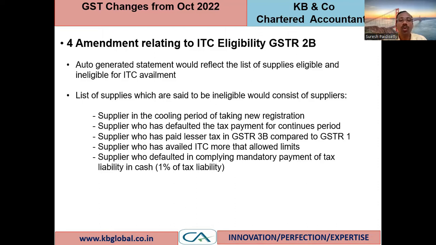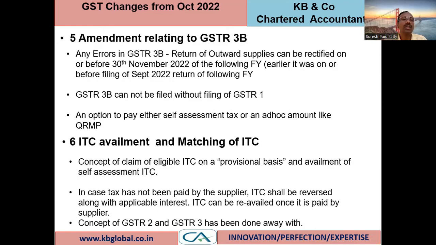Supplier who defaulted in complying with the mandatory payment of tax liability in cash, that is 1% of tax liability, such invoices and all, they should not take the ITC. So these are the important changes in ITC eligibility. And let us go to the next amendment relating to GST 3B. Any errors in GST 3B, return of outward supplies, can be rectified on or before 30th November of the following year. Earlier, it was on or before filing of the September return of the following year. So they have given a time limit before 30th November.